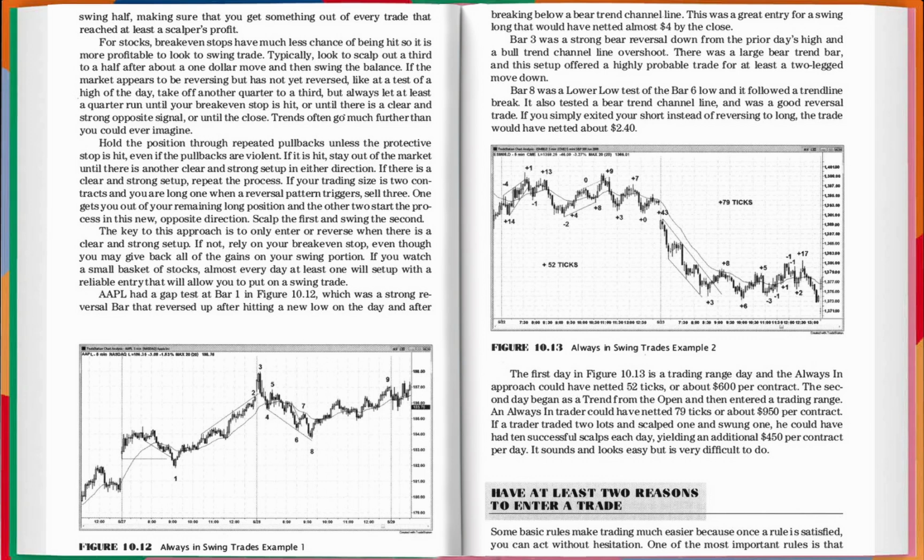If your trading size is 2 contracts and you are long 1 when a reversal pattern triggers, sell 3. 1 gets you out of your remaining long position, and the other 2 start the process in this new, opposite direction. Scalp the first and swing the second. The key to this approach is to only enter or reverse when there is a clear and strong setup.